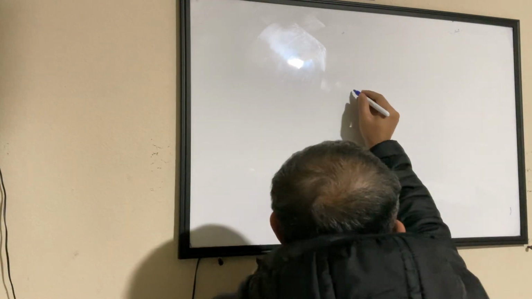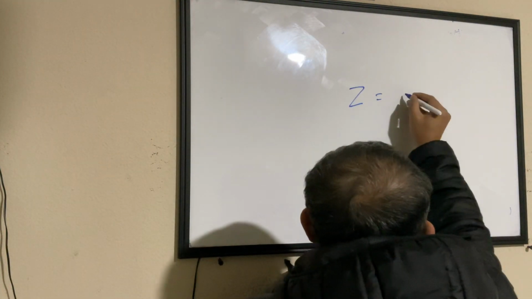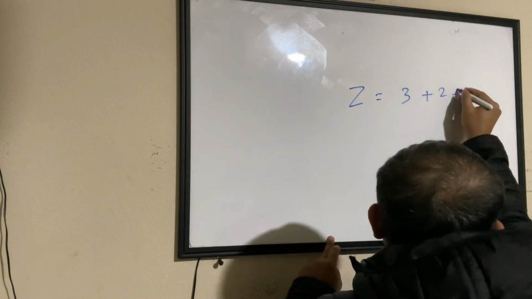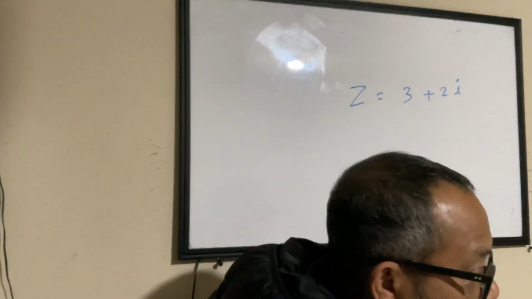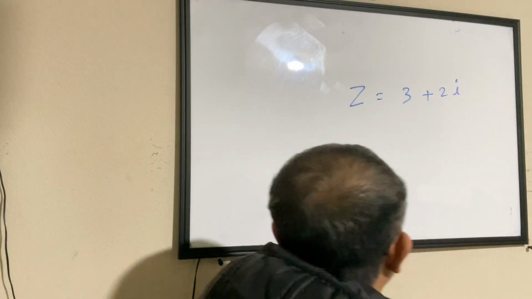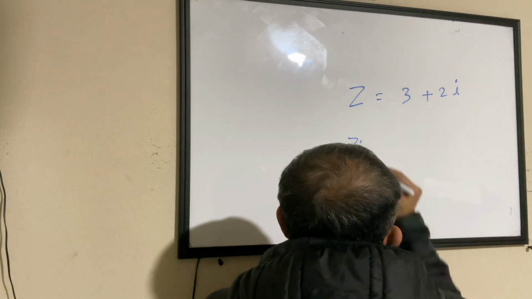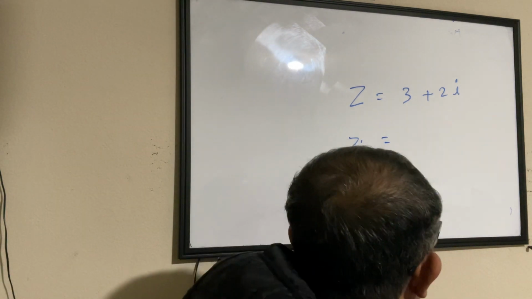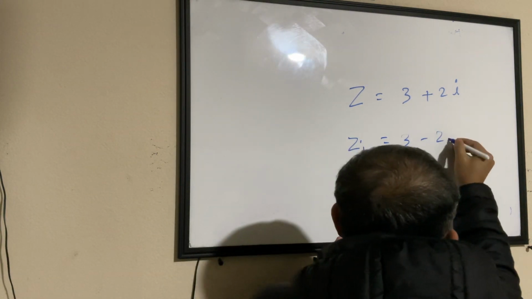Now there is another concept that we need to know about, called conjugate. Are you aware of a conjugate of a complex number? No, sir. Okay. So let's say I have a complex number z as 3 plus 2i. My conjugate just reverses the sign of the imaginary part. So the conjugate will be 3 minus 2i.